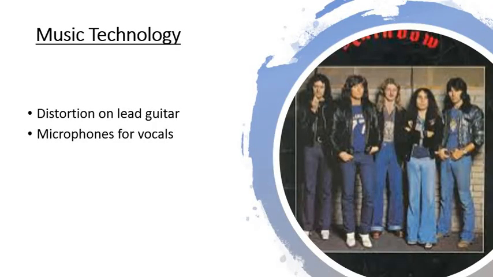Okay, music technology. Obviously in the 70s it was fairly basic, and this is rock music, so they didn't use loads and loads of effects. Two that are really important: they use microphones for vocals. I know it sounds really obvious, but it is a form of technology. And also distortion on the lead guitar. I know we had that question at the beginning. Technology-wise, these are the two key things you need to remember. So if you could get those into your books.